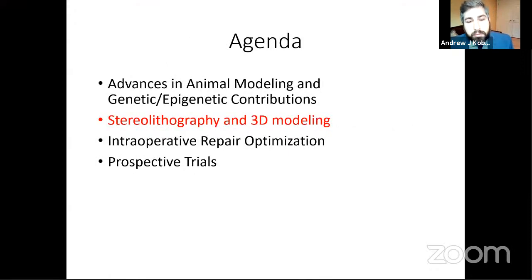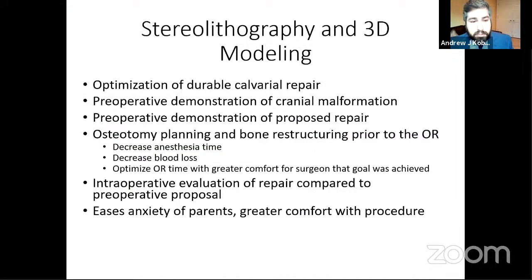Next, I'd like to move on to what Dr. Tepper also touched on, using 3D modeling or stereolithography for the proposed plan for reconstruction to show the parents preoperatively, to demonstrate the cranial malformation to them without having to use a virtual model, but having something physically in their presence to look at, and then being able to print and use 3D models to demonstrate what our proposed repair will be intraoperatively.